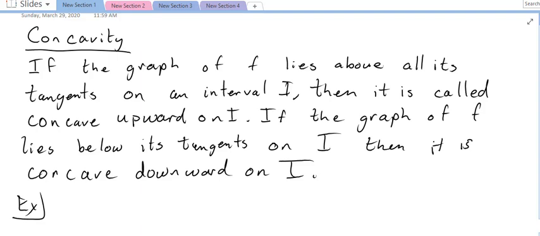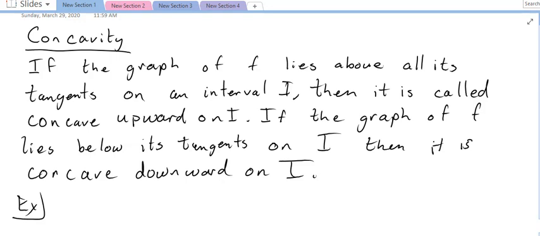We've been talking in this section about how derivatives can help give us information about the graph, and we've seen how first derivatives can tell us information about local mins and local maxes. Now we want to look at what second derivatives tell us, and that is the concept of concavity.